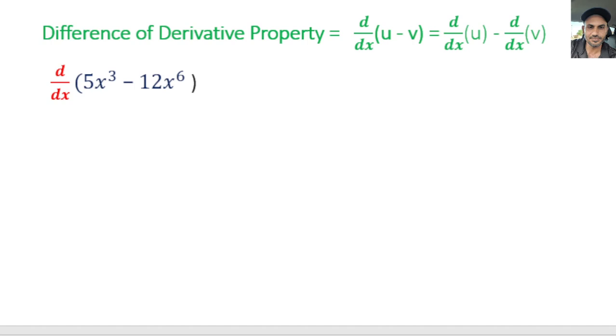Hello, welcome everyone. In this video, I'm going to work out another example involving the difference of derivative property. The difference of derivative property states that if you have an expression which is the difference of two terms or two functions, then the derivative of this particular expression or function is going to be the derivative of the first term minus the derivative of the second term.